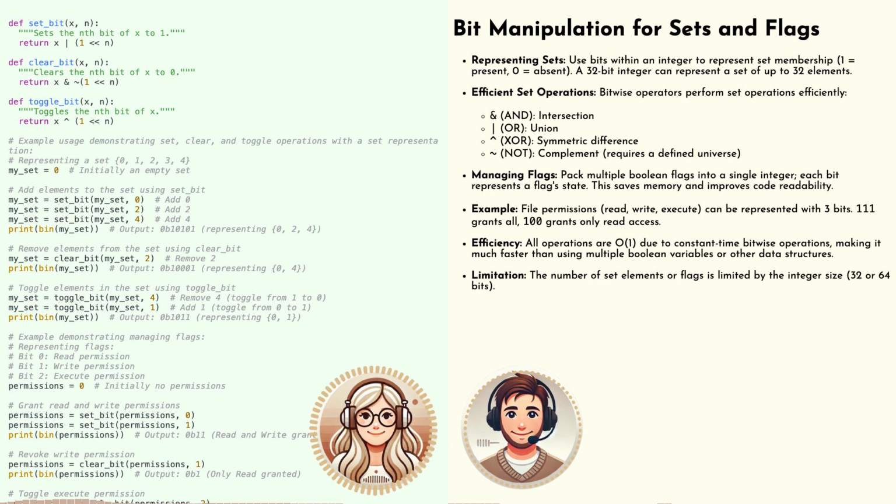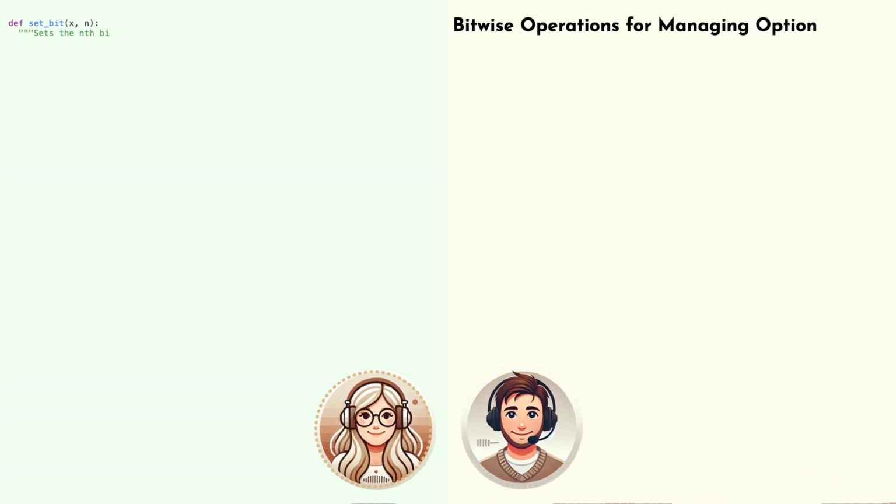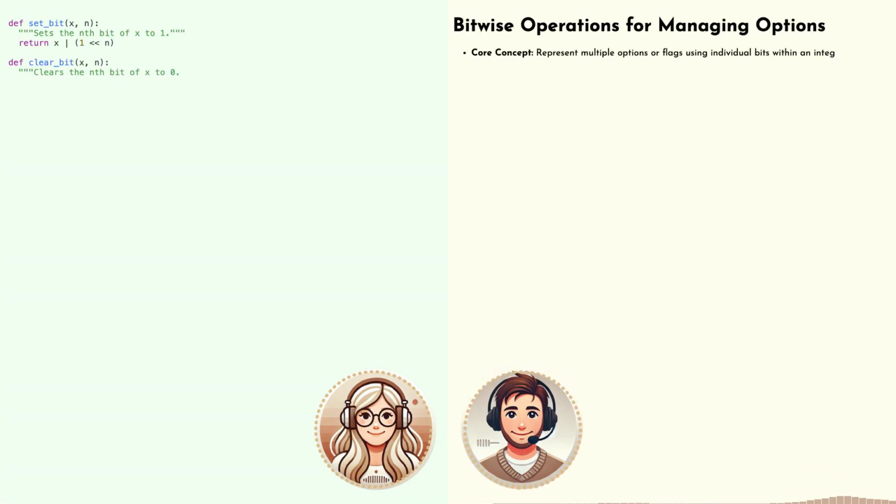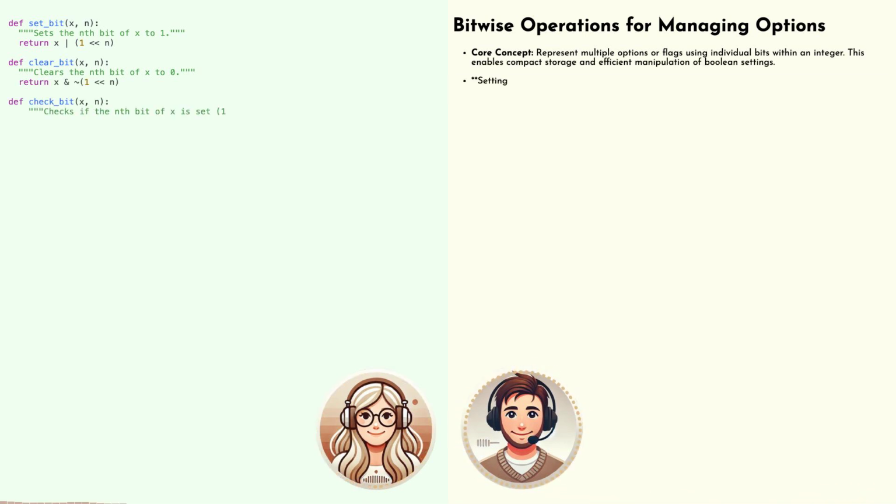Think of it like a series of light switches. Oh, I like that analogy. Each switch can be either on or off, just like each bit can be a 1 or a 0. So if we have, say, 8 different options, we could use an 8-bit number to represent them. Precisely. Each bit would correspond to one of the options. If the bit is set to 1, it means that option is active. If it's 0, it's inactive. That's pretty clever. So how would we actually manipulate these bits to turn options on or off?